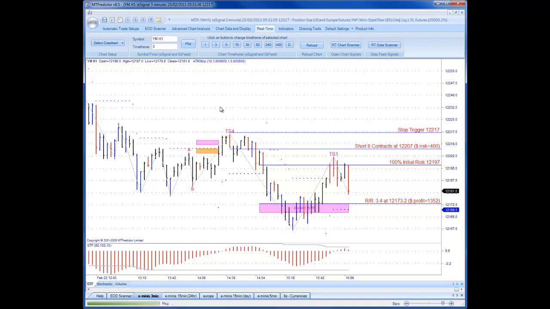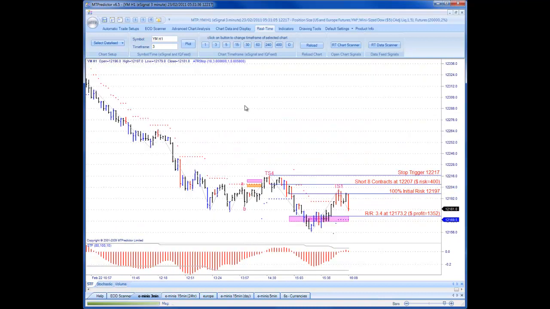So overall, for standard traders, a brilliant day in that we had a standard TS4 sell with all the standard guidelines managed in the standard way that had a lovely plus 3.4R profit. So all in all, a good day for the standard traders.